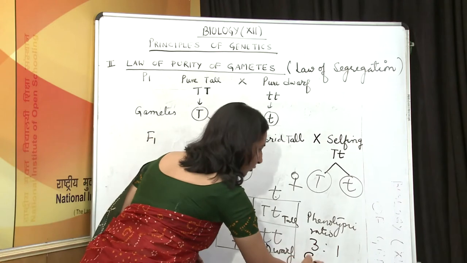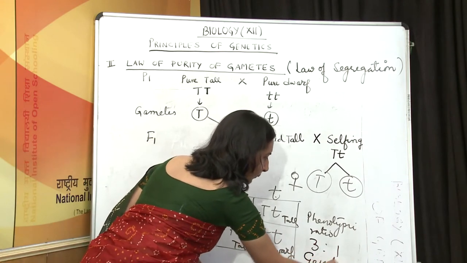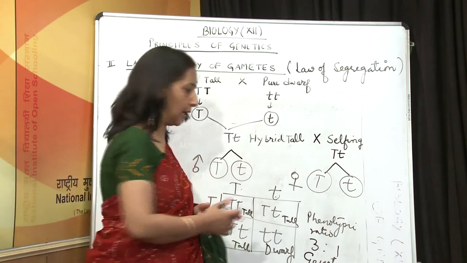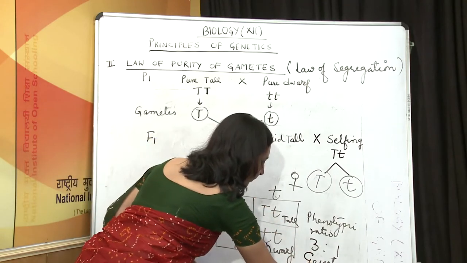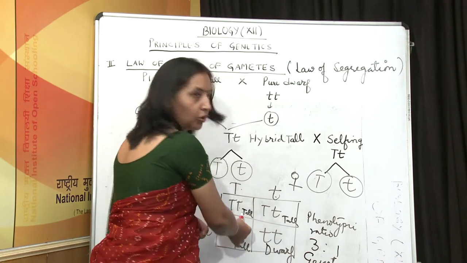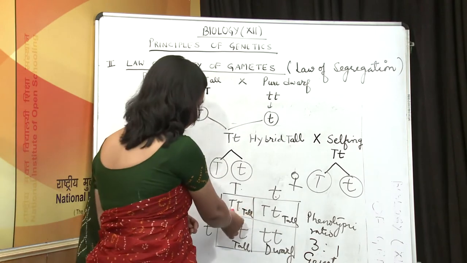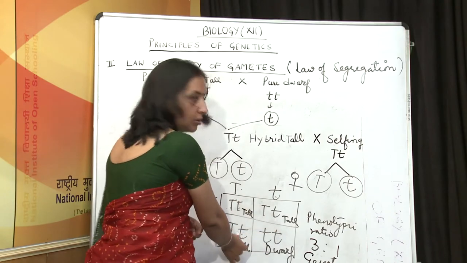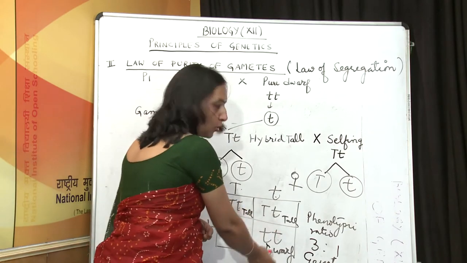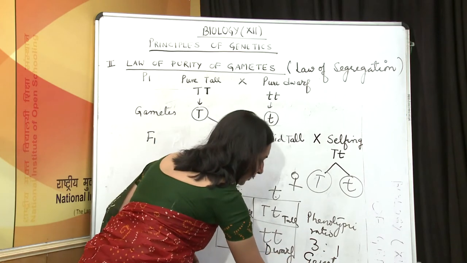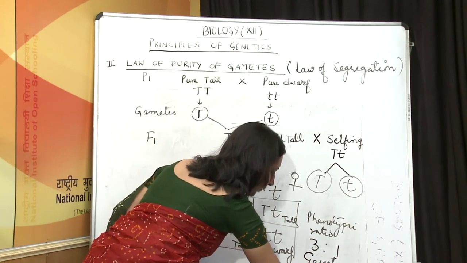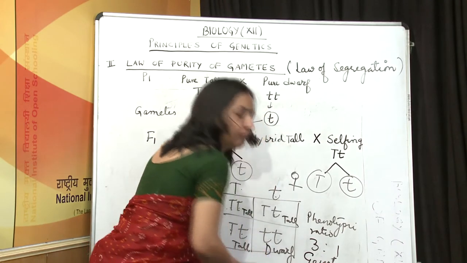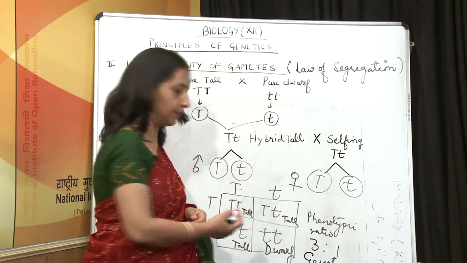But if you check the genotypic ratio, which is the ratio on the basis of genetic makeup, that's going to be different. We have a pure tall plant. Why pure? Because the same allele is duplicated. This is hybrid tall. This is also hybrid tall. And this is pure dwarf. So the ratio is going to be 1:2:1. That is pure tall, pure dwarf, and 50% of the plants would be hybrid tall.